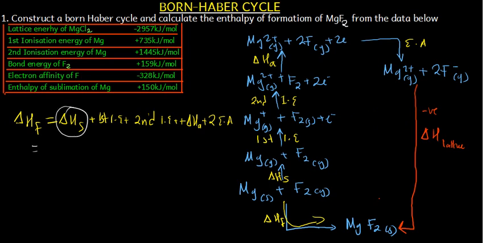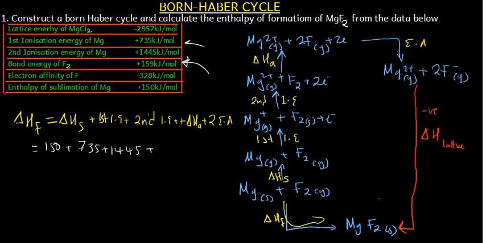The enthalpy of sublimation. Now what is undergoing sublimation is the magnesium. It's been given as positive 150. And then we have first ionization energy at that point, which is 735. And then the second ionization energy, which is 1445. And then what else do we have? We have now enthalpy of atomization. This is the atomization for fluorine. Okay, so the enthalpy of atomization for fluorine, which is also the bond energy.